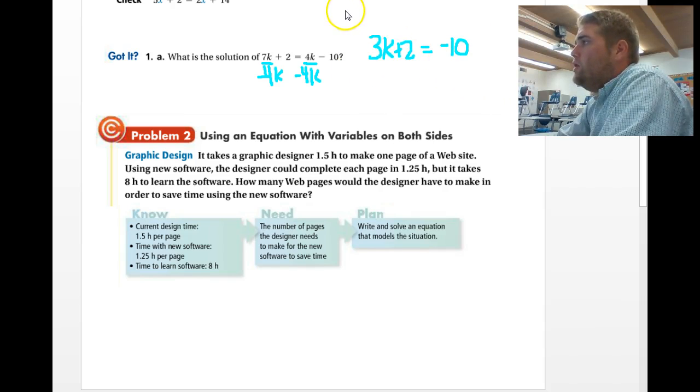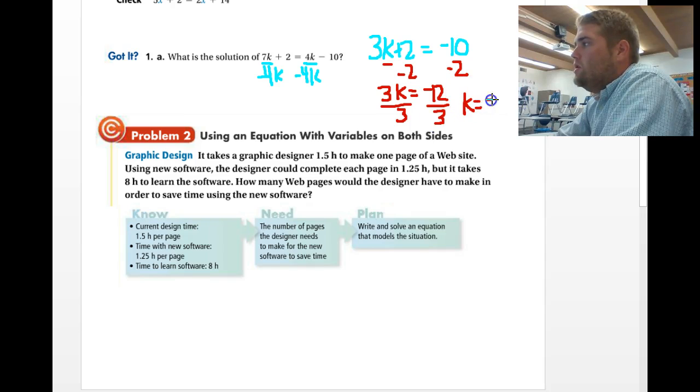So now I want to get my k's all by themselves. So I want to get k by itself, so I'm going to subtract 2. So I get 3k equals negative 12. Okay, divide by 3, so k equals negative 4. Okay, k equals negative 4.